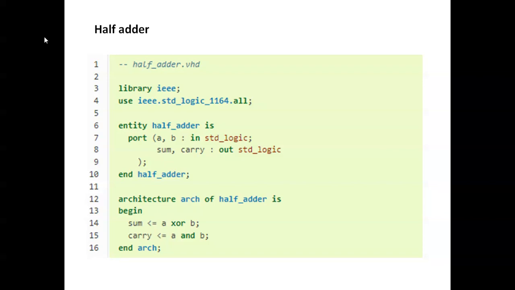Then the header part ends with end entity half adder. Then the body of the program is the architecture. So arc is the name of the body, of half adder. Then begin. So we know what the outputs are: sum is a XOR b, and carry is a AND b. Then end the body, arc, the name. So that is the end of the program. This is basic half adder coding.